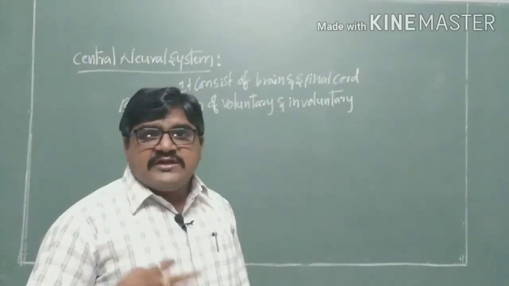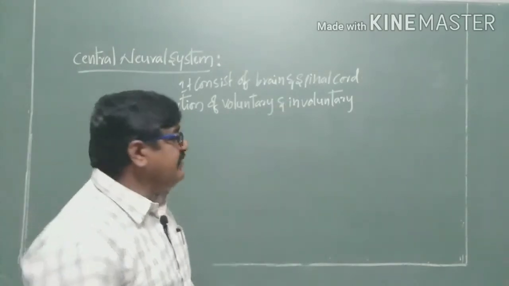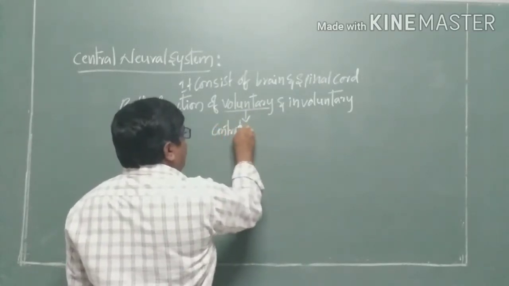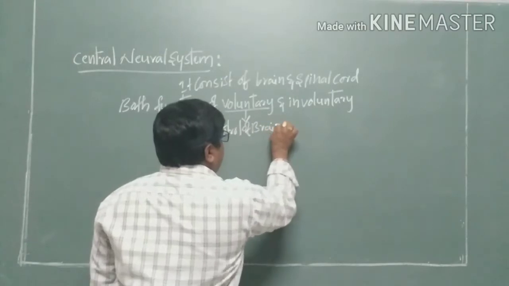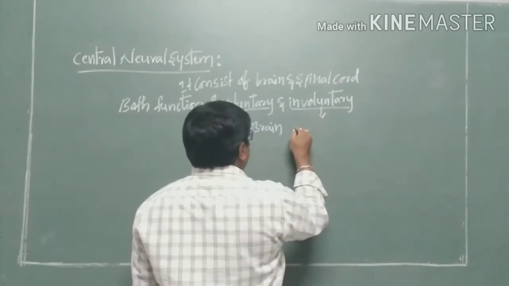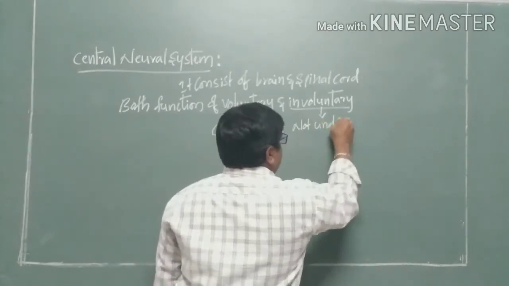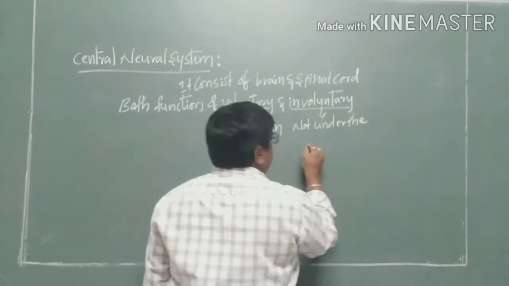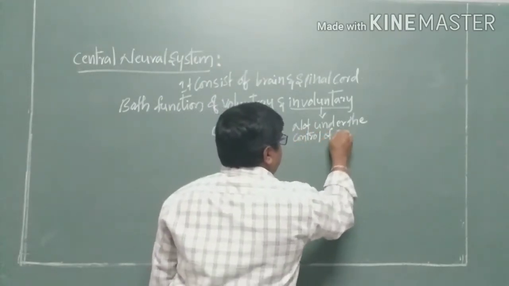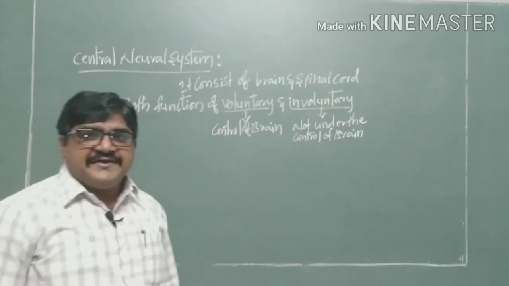So here it performs both functions, voluntary as well as involuntary. Voluntary means these are under the control of the brain. They are controlled by the brain and are called voluntary actions. Involuntary actions are not under the control of the brain.